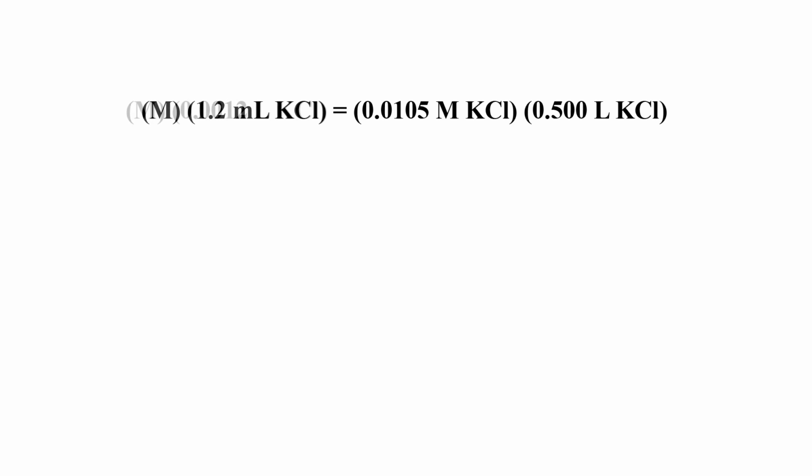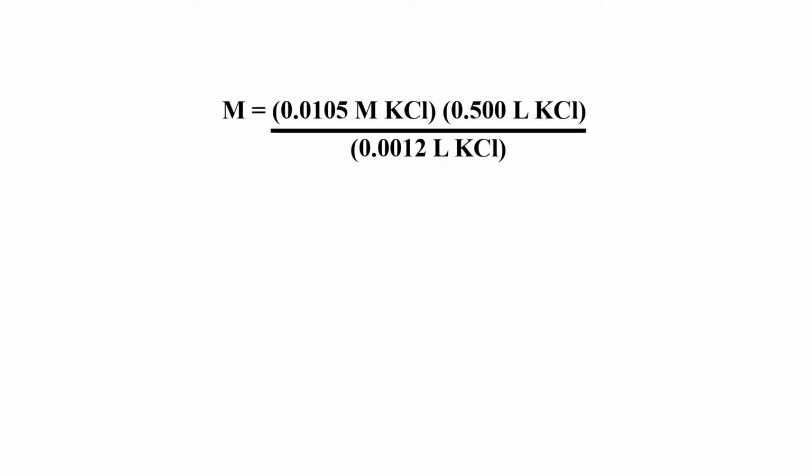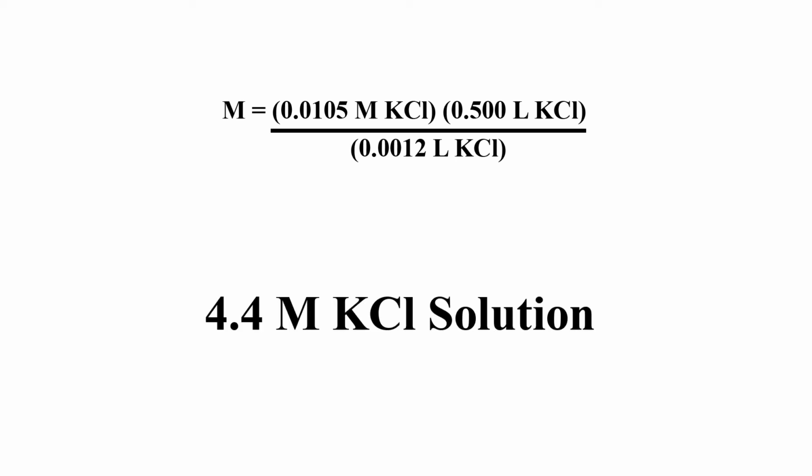Very quickly, I want to point out that I changed the volume values to liters. However, you could have used milliliters and gotten the same result. The main point is to ensure that both values have the same units. So as you can see, the 0.0105 molarity of potassium chloride multiplied by the half a liter total can be divided by the 0.0012 liters of the original solution. This results in a 4.4 molarity solution. When you perform this calculation, you can see that the original molarity for the potassium chloride solution was 4.4.